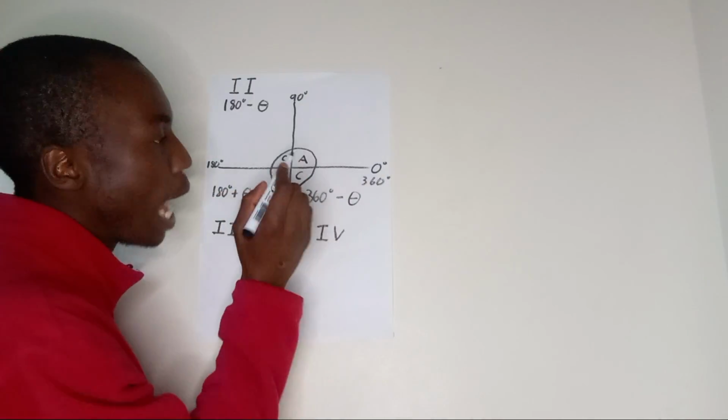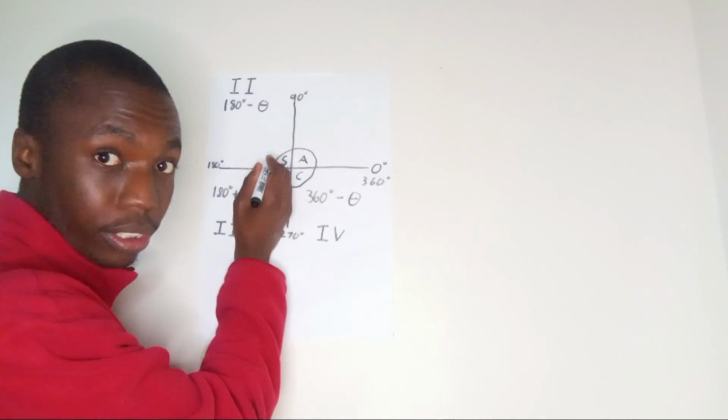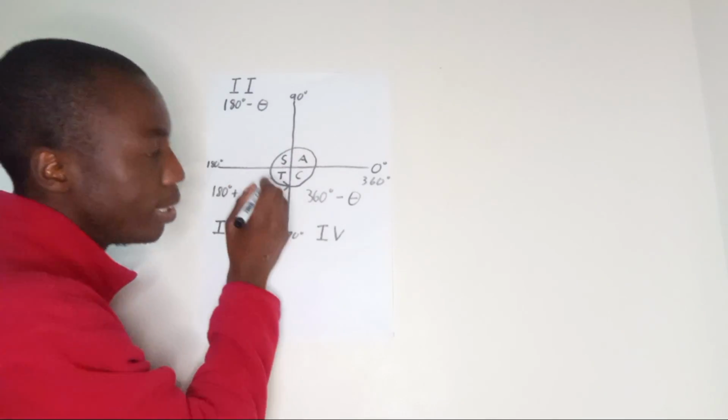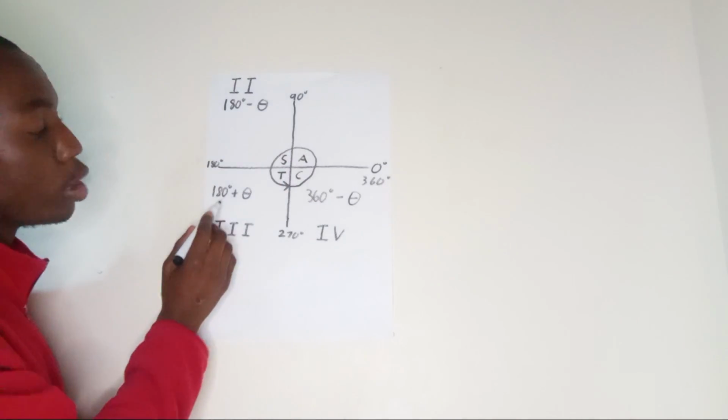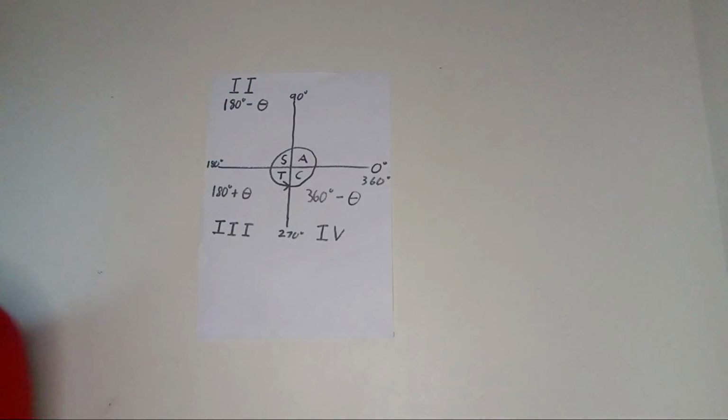Think positive. And now let's come to the S here. This shows that S is positive in this quadrant, and the S stands for sine. Now, last but not least is the T here. T stands for tan, and tan is positive in the third quadrant right here. You got that, right? Good.